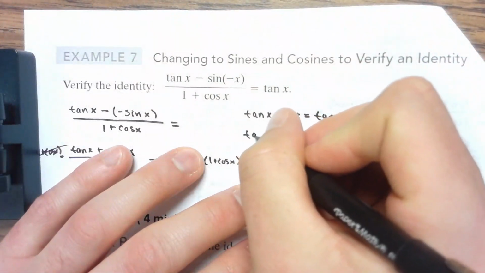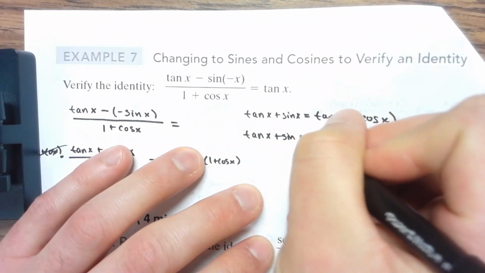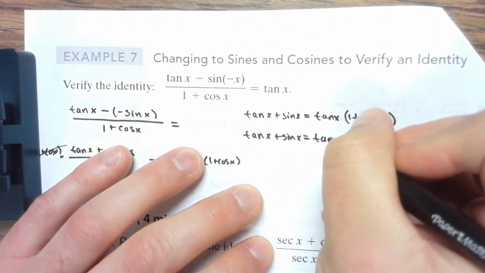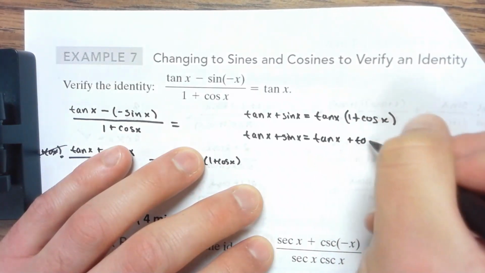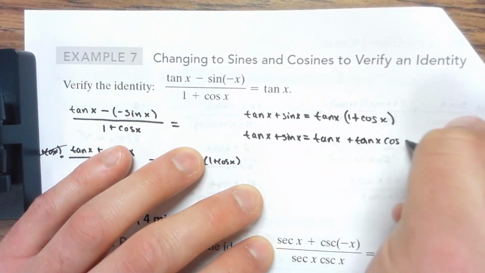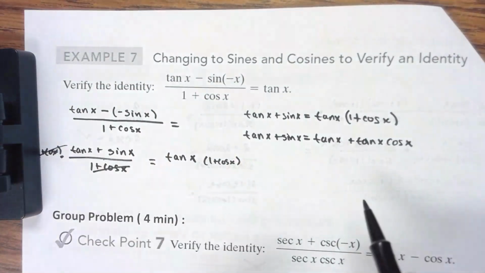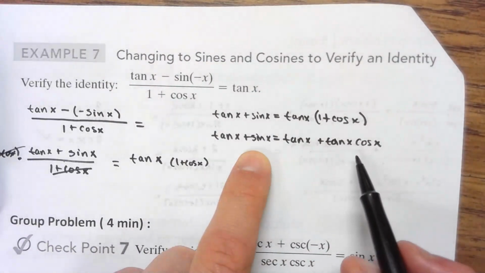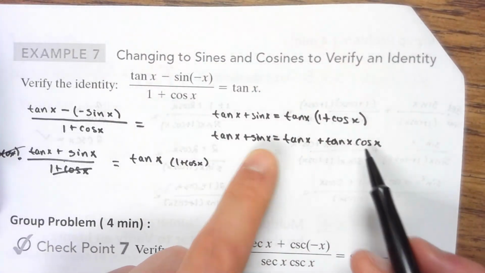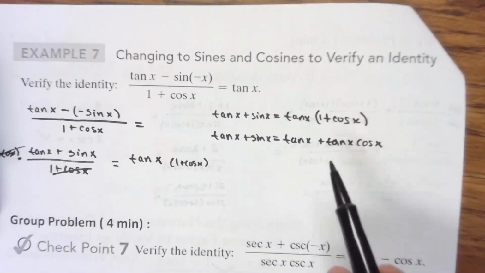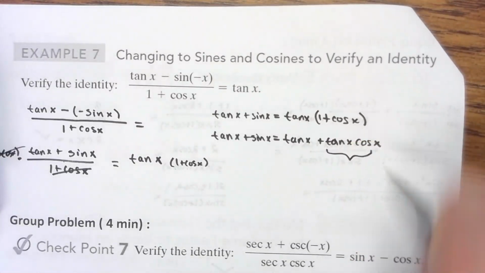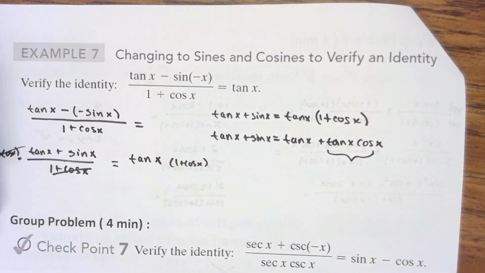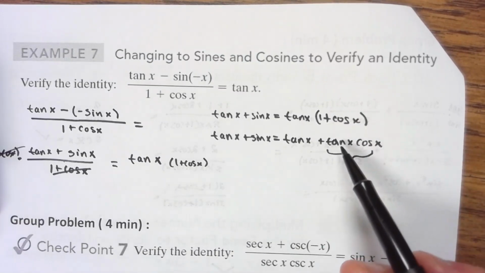So now our identity is that tangent of x plus sine of x equals tangent of x plus tangent of x times cosine of x. Well, this looks really close to being the same, right? They each have a tangent of x, but the second term, one is sine of x, the other is tangent of x times cosine of x. So basically we want to get this tangent of x times cosine of x to somehow equal just sine of x. Well, we have an identity, the quotient identity for tangent, that allows us to write tangent as sine over cosine.